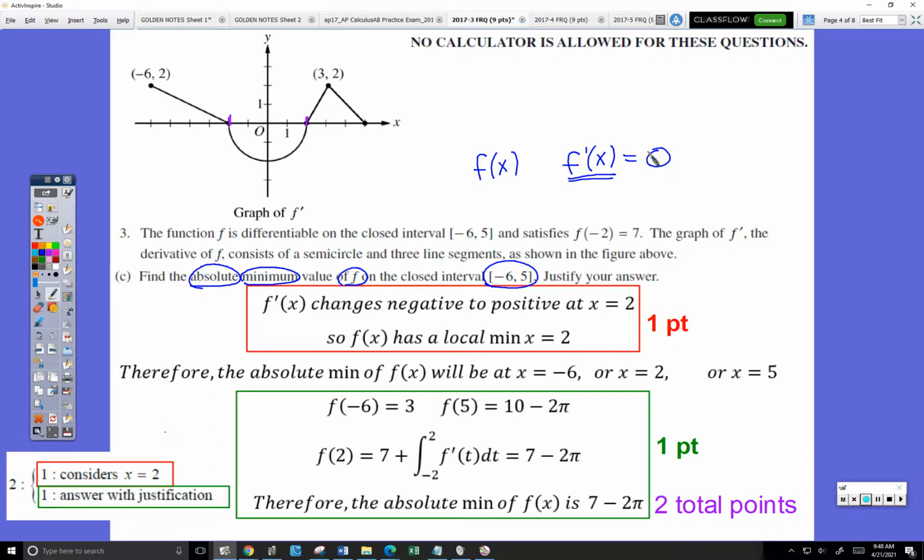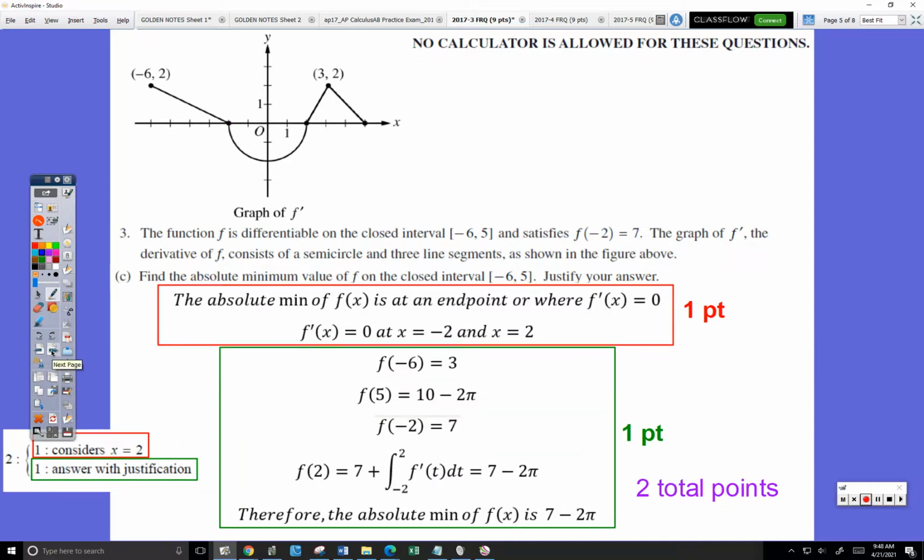Actually, this was a different method. I prefer this method. Either one will get you the points. But I prefer to remember that the absolute min of f has to occur at the endpoints of f, or where f prime has a y-coordinate of 0. So the first thing I write is f prime has a y-coordinate of 0 at these two x-coordinates, and that will earn me 1 point. I don't actually think you have to have written this part to get the point. I think as long as you have this, you will get the point.